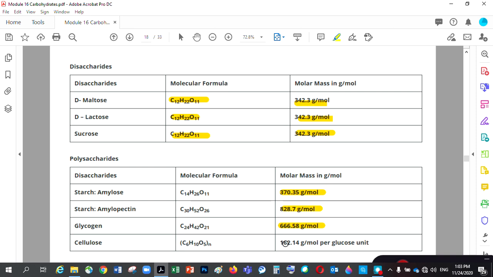Cellulose is less. This is just the molar mass per glucose unit, so you can see it is even higher molar mass for the cellulose. And the molecular formula, you see all the time is totally different. So polysaccharides differ a little bit in their molecular formula and their molar mass from mono and disaccharides.